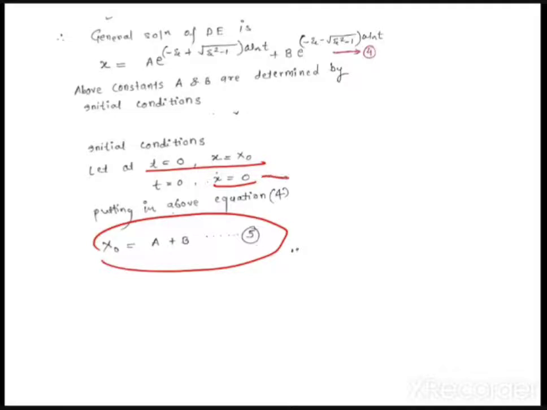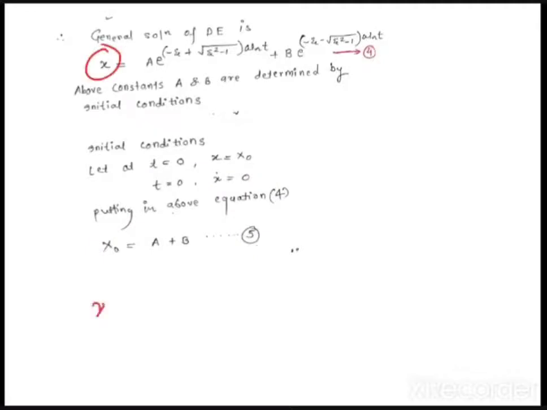Now what is the second condition? The second condition is x dot is equal to 0. But first of all, to find this, x dot, you have to take the derivative. It means you have to differentiate this equation. Now how will you differentiate this?